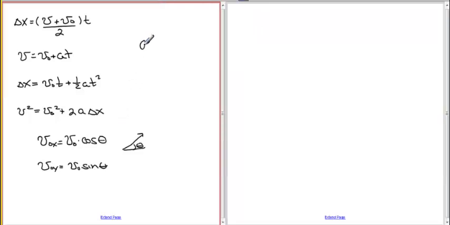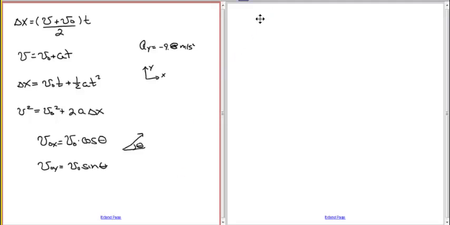Projectile motion means that a sub y is equal to negative 9.8 meters per second squared, unless we're on another planet. And we usually define our coordinate system so that y is up for projectile motion problems.